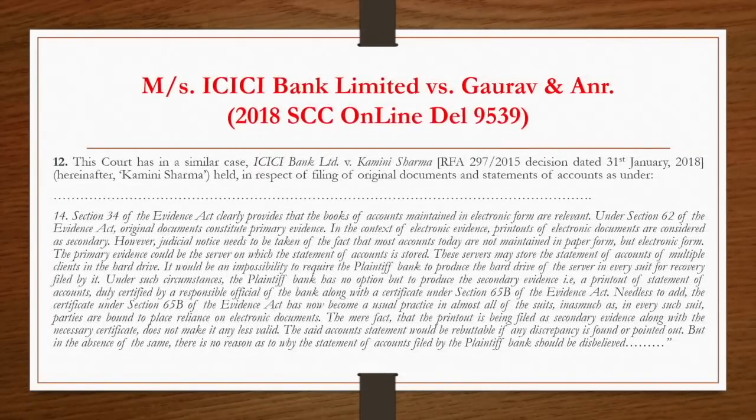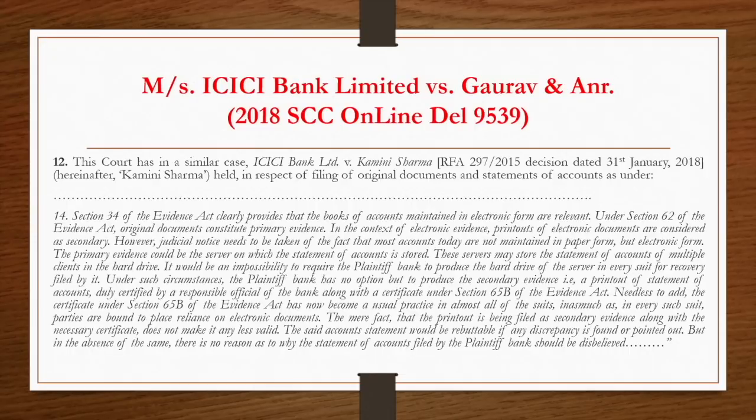In this case, as in a similar case, ICICI Bank Limited versus Kamini Sharma, decided on 31st January 2018, the court held in respect of filing original documents and statements of accounts as follows. Section 34 of the Evidence Act clearly provides that the books of accounts maintained in electronic form are relevant. Under Section 62 of the Evidence Act, original documents constitute primary evidence. In the context of electronic evidence, printouts of electronic documents are considered secondary. However, judicial notice needs to be taken of the fact that most accounts today are not maintained in paper form but in electronic form. The primary evidence could be the server on which the statement of accounts is stored.